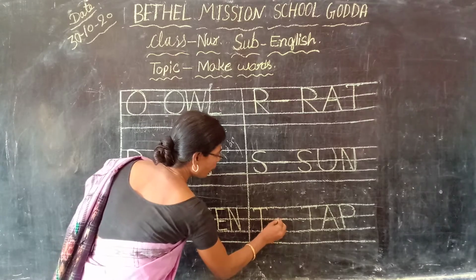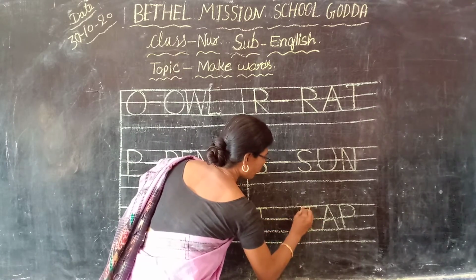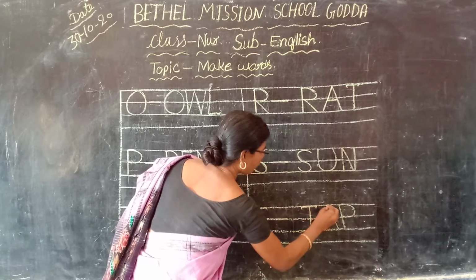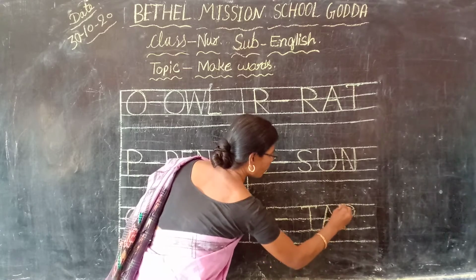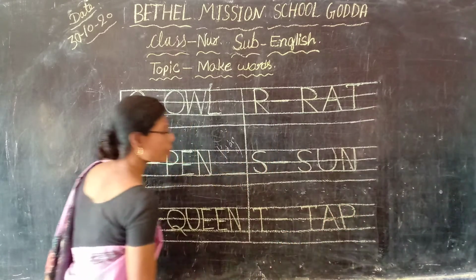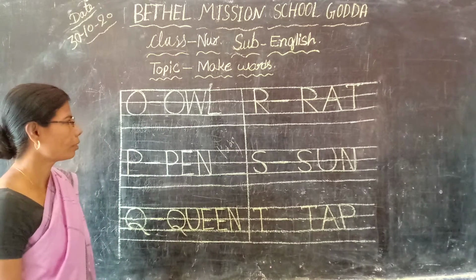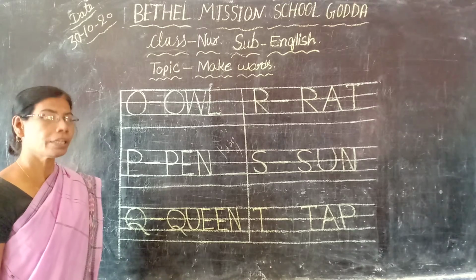T for tap. T, A, P, tap. Tap means null. आप लोग को समझ में आया? Did you enjoy?